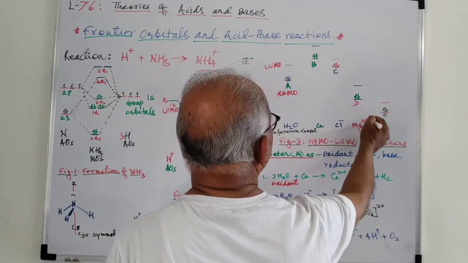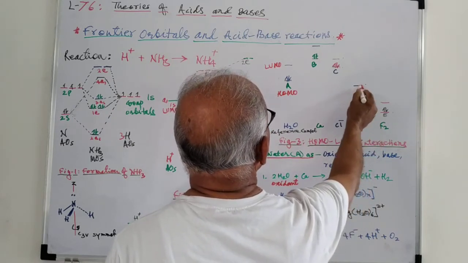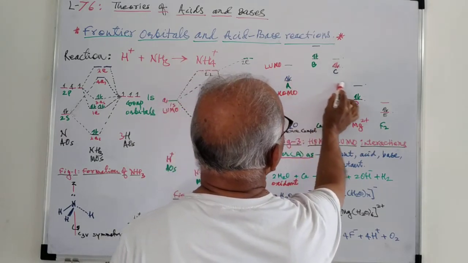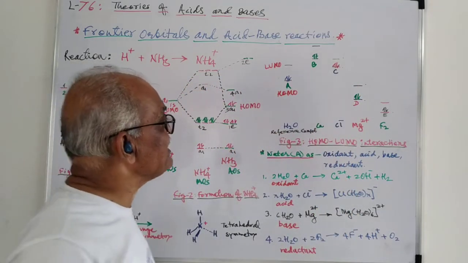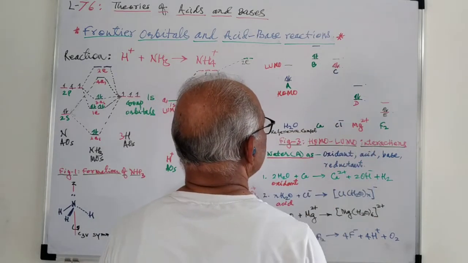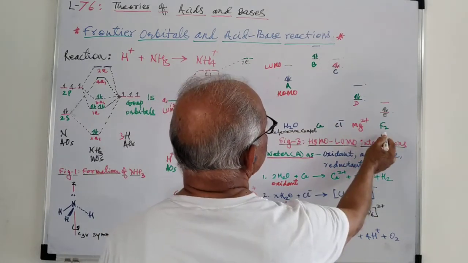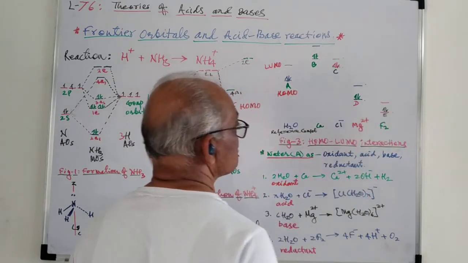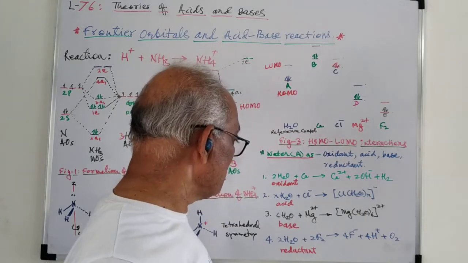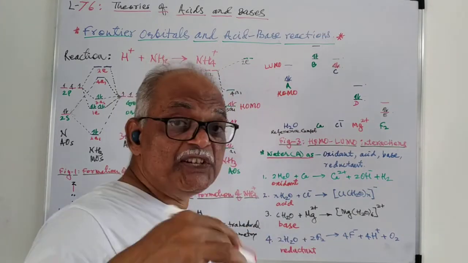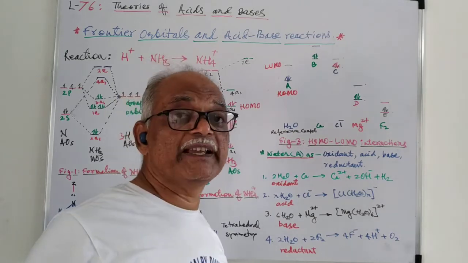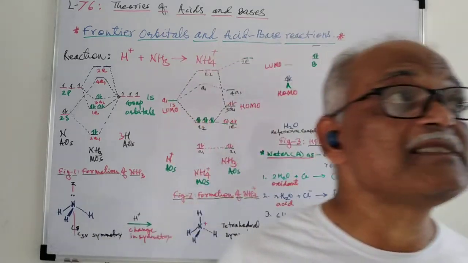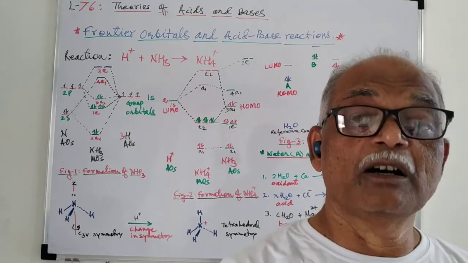So here each species is behaving in a different manner. In the case of magnesium, you will find that the LUMO is lower in energy than the HOMO, so the electron pair moves easily into the LUMO. Then in the case of fluorine also, the electron pair of water moves easily into the LUMO. So fluorine is reduced, and therefore water is called a reductant. These are some examples of acid-base behavior of water.